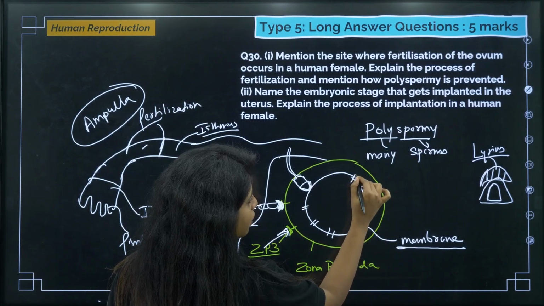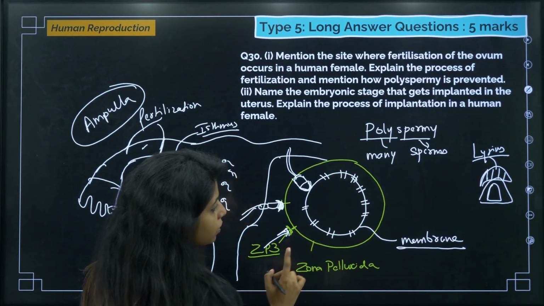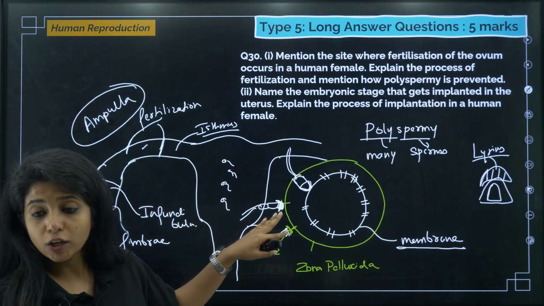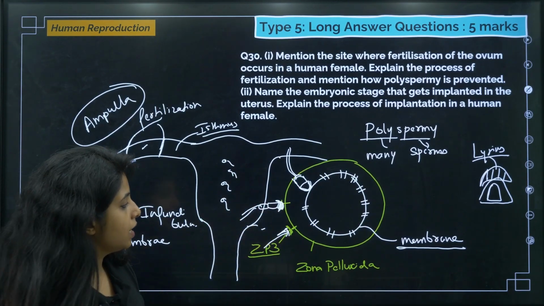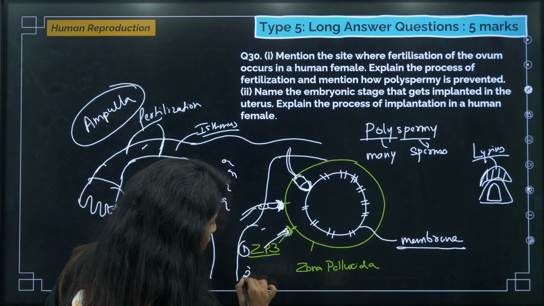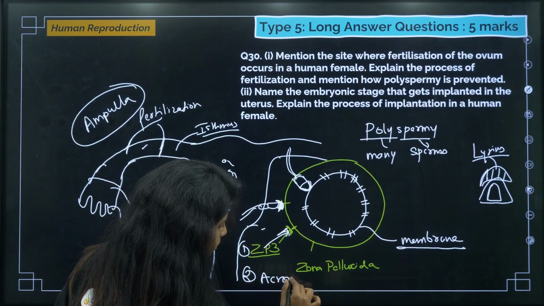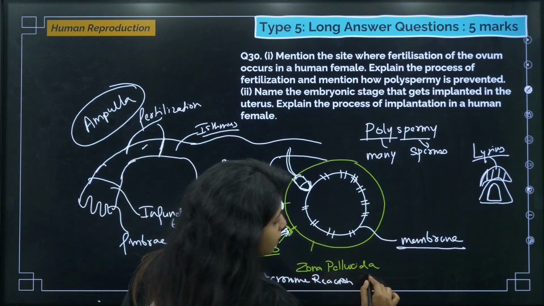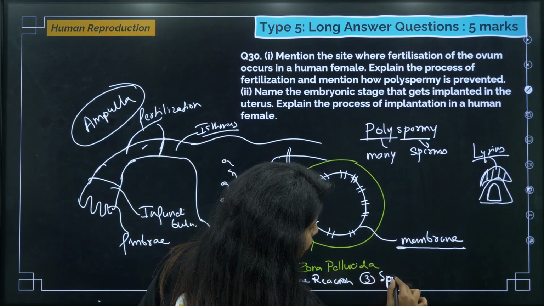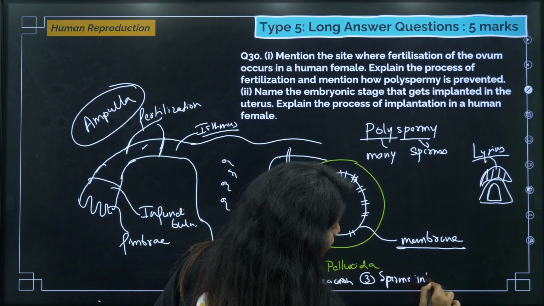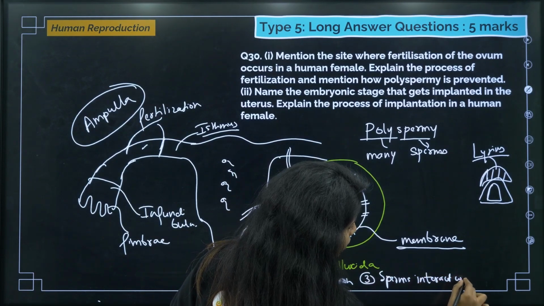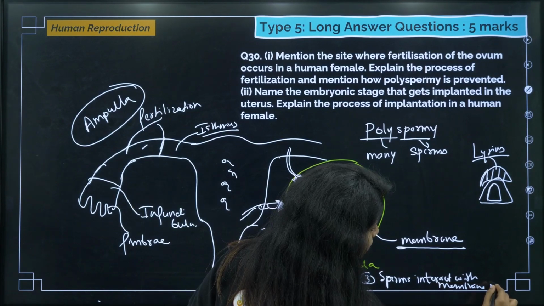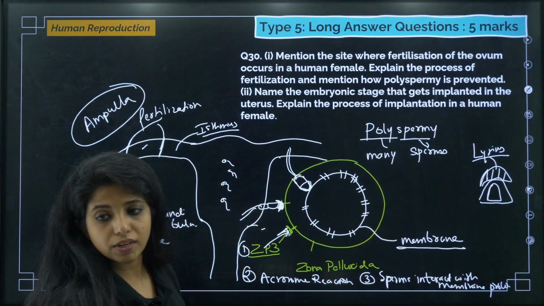Certain ion channels open up. So what has taken place, children? First thing, the sperm came and attached to the ZP3 receptors, and then the second thing that happened is the acrosome reaction, and the sperm are then interacting. Sperm interact with membrane proteins. I'm not writing the name of the proteins. Okay, it interacts with membrane proteins, and now what has happened?